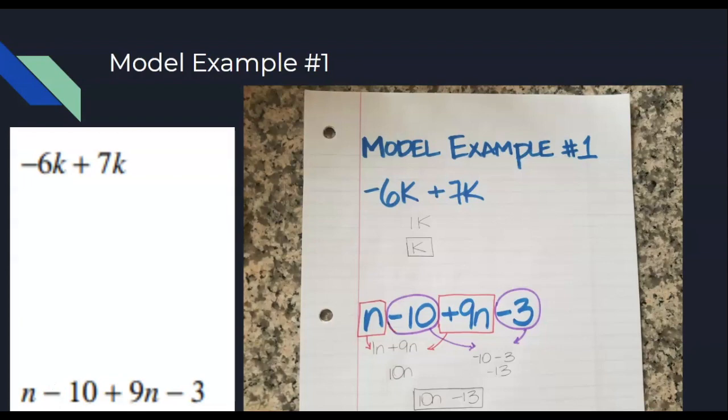Then I look at my constants. Negative 10 minus 3. And I say that as negative 10 because that is the first term that I'm reading for this pair. So negative 10 minus 3 gives me negative 13. So I want to bring these together to write my final answer. Remember to always write the constant term last. So my final answer is 10n minus 13. I cannot combine these anymore because they are not like terms.